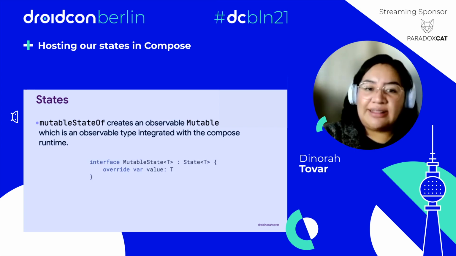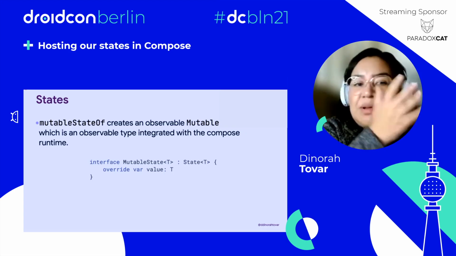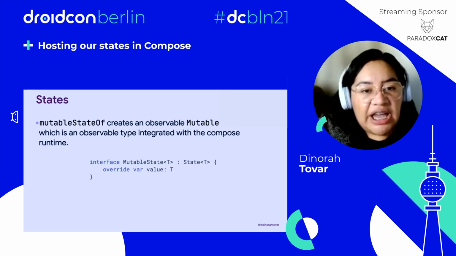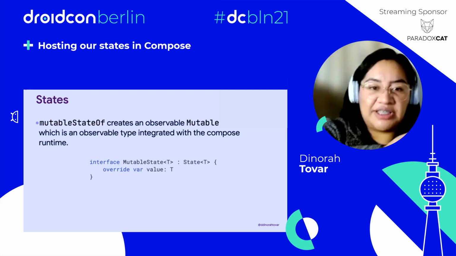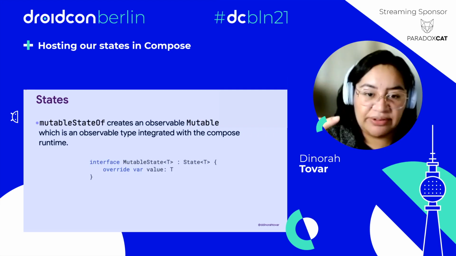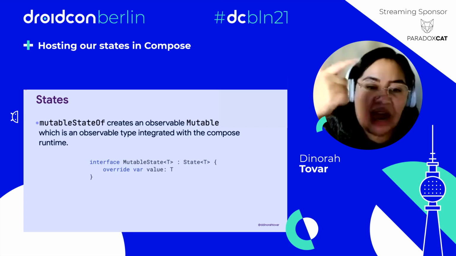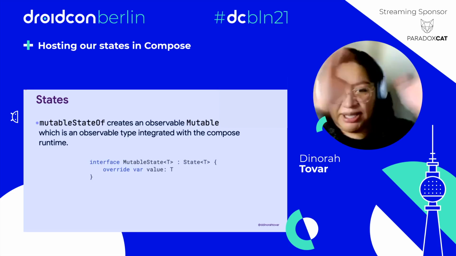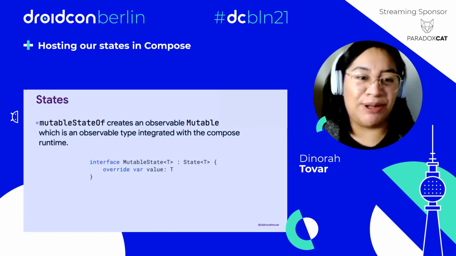And this looks something like this. It's quite simple. It's just a mutable state of any type that extends the interface we were seeing, right? And we get the value. The value is going to be an int, a live data, or a state flow. Everything that goes in there can be mutable.